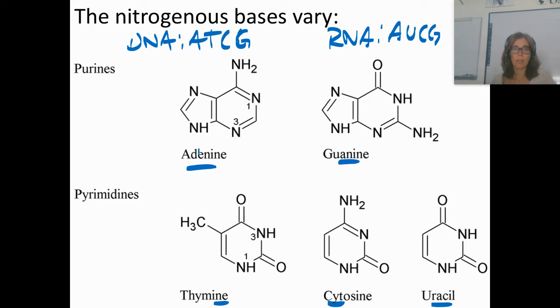So there are two kind of big classes of groups. There are the purines and there are the pyrimidines. The purines have the shorter name, but the molecule's bigger, so it's a 2-ring base, whereas the pyrimidine is the longer word and it's got only 1 ring. What you really need to know is that the purines bind with the pyrimidines to keep the radius of the diameter of the double helix the same.